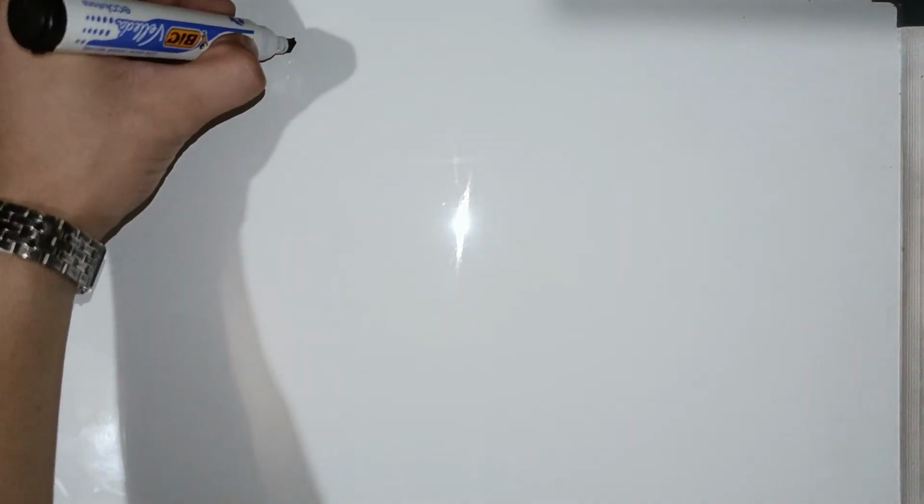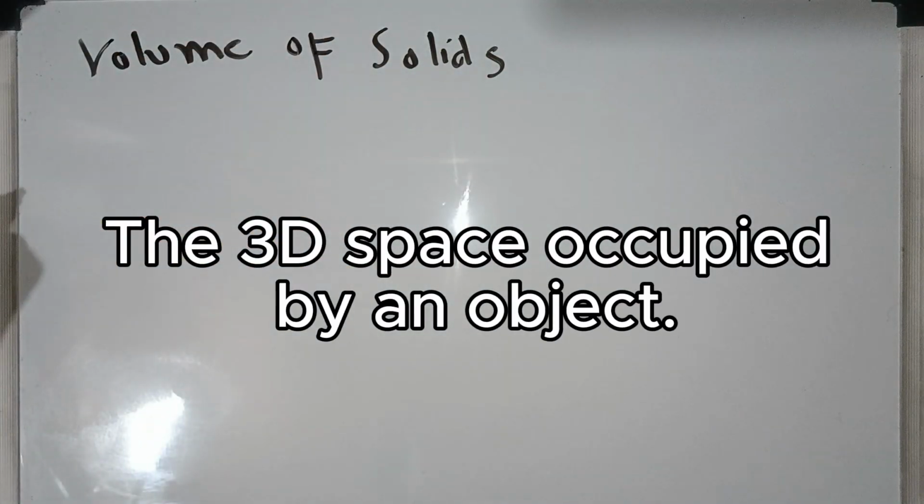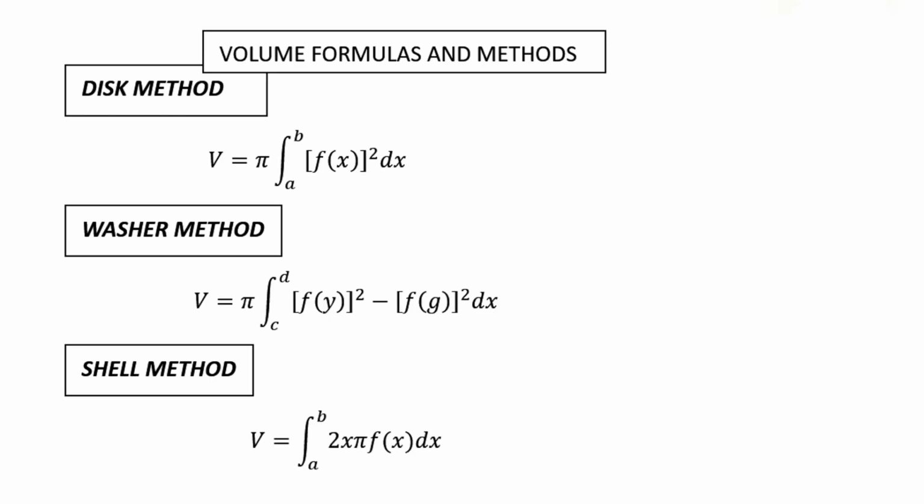Now let's proceed to our fourth topic, which is volume of solids. Volume is the 3D space occupied by an object. So by using calculus, we can find volumes of solids generated by rotating a region about an axis. In solving volume of solids, we will be using these methods and formulas.